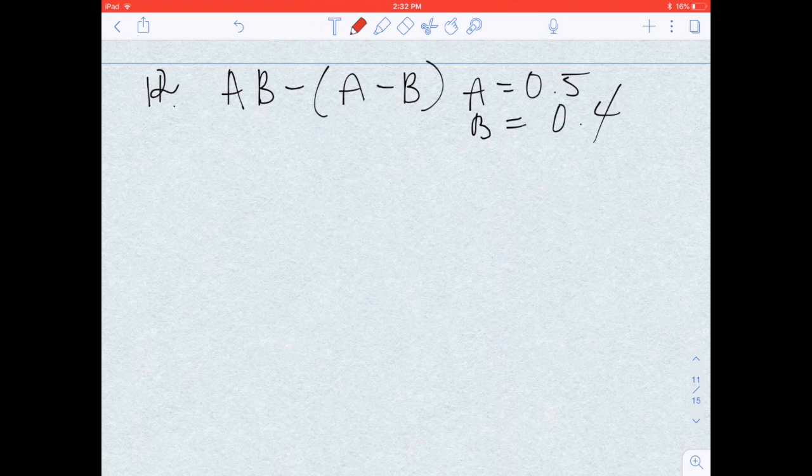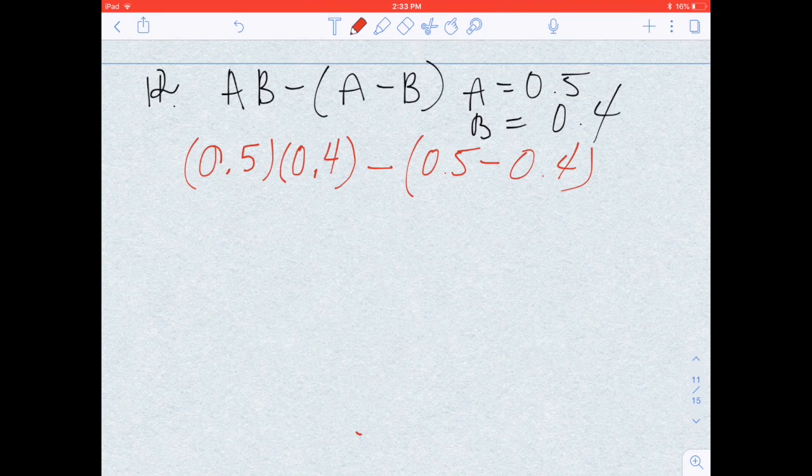For number 12, I'm asked to evaluate AB minus A minus B if A equals 0.5 and B equals 0.4. So whenever I have letters like this, I'm going to plug in whatever numbers they give me. So 0.5 times 0.4 minus parentheses 0.5 minus 0.4. And then I need to do whatever's in my parentheses. So these parentheses are really times parentheses, so I'm going to leave them alone for right now. I'm going to go over and do the subtraction parentheses, and that's 0.1. And I bring everybody else down.